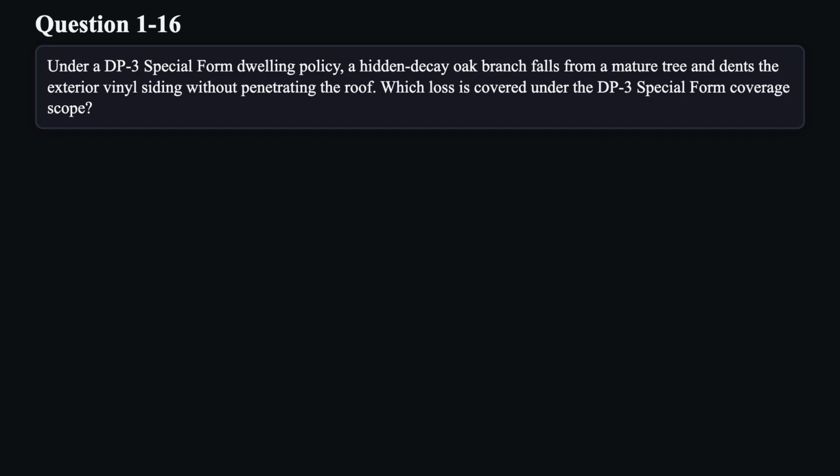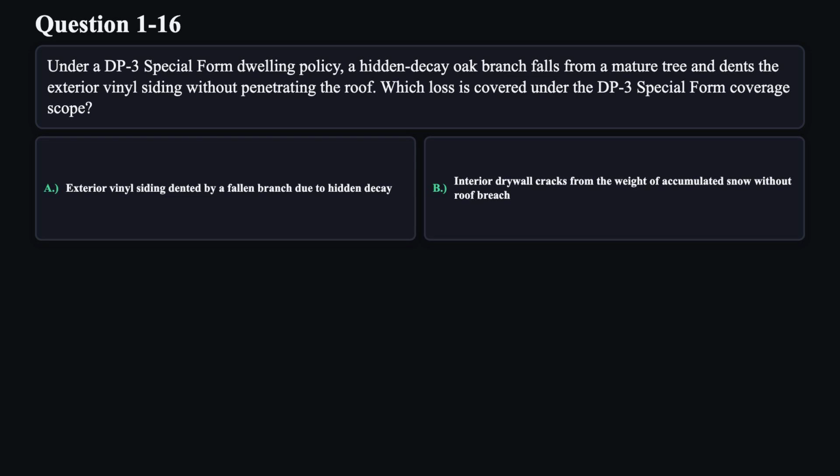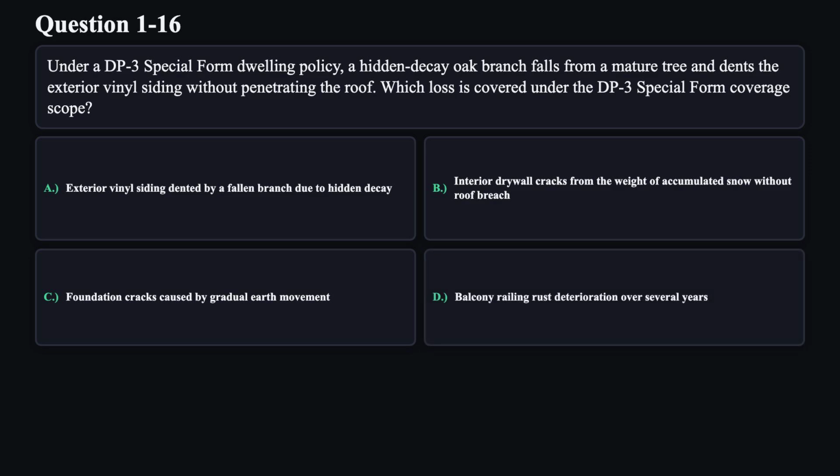Question 16. Under a DP3 special form dwelling policy, a hidden decay oak branch falls from a mature tree and dents the exterior vinyl siding without penetrating the roof. Which loss is covered under the DP3 special form coverage scope? A. Exterior vinyl siding dented by a fallen branch due to hidden decay. B. Interior drywall cracks from the weight of accumulated snow without roof breach. C. Foundation cracks caused by gradual earth movement. D. Balcony railing rust deterioration over several years.